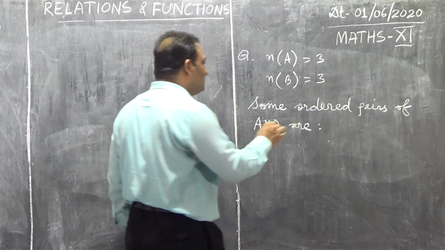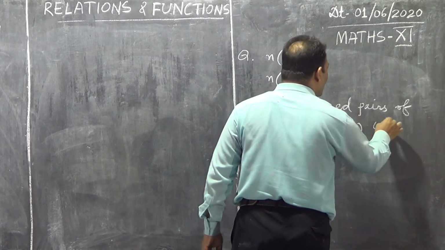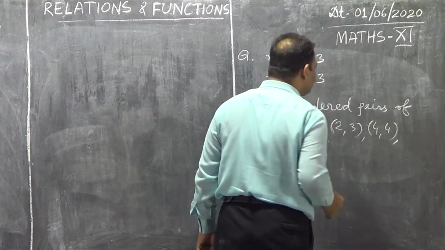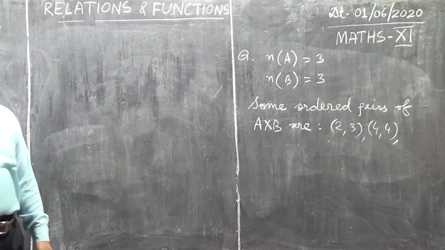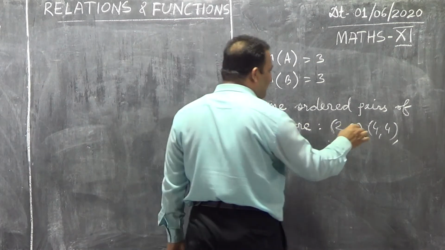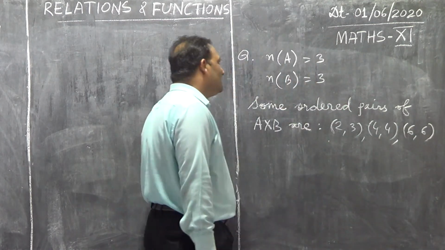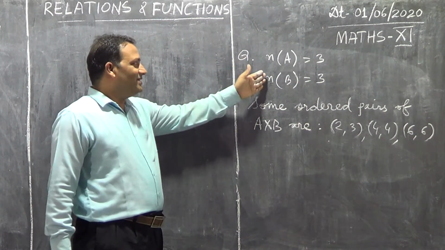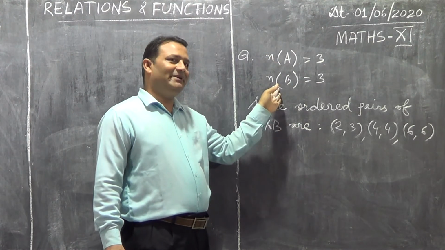The ordered pairs are (2, 3), (4, 4), and one more ordered pair is given, that is (6, 6). See, this is the information given in the question. The set A has 3 elements, set B has 3 elements.